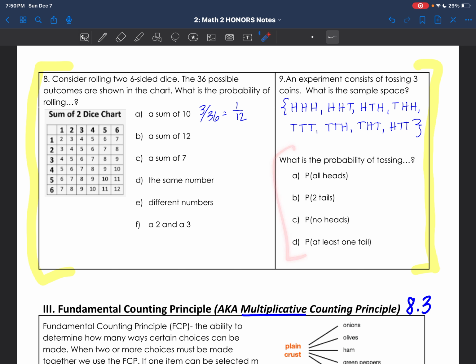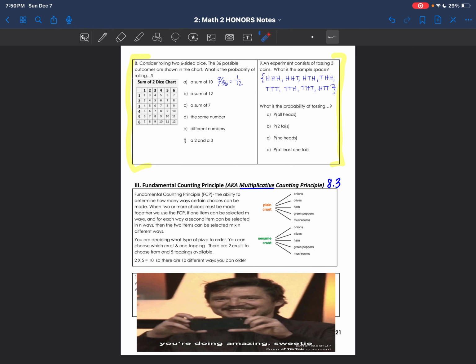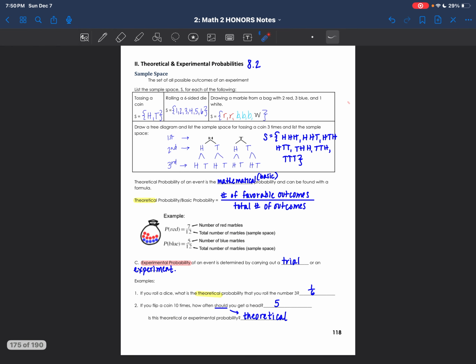All right, and then like I said, I got you started with these here, so you can go ahead and answer that. Just make sure you're reading them carefully, and then if it's asking for the same number, that would be like your 5, 5, where you would have to roll a 10. And if it's a 6, 6, that would be a 12. A 4, 4 would be an 8. So that's what it's asking for that one. All right, so go ahead, complete those. And then that is your theoretical and experimental probability.